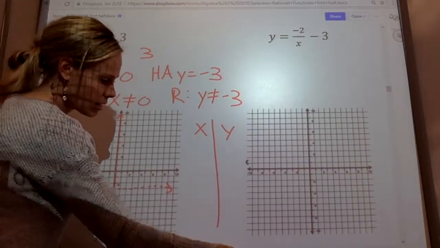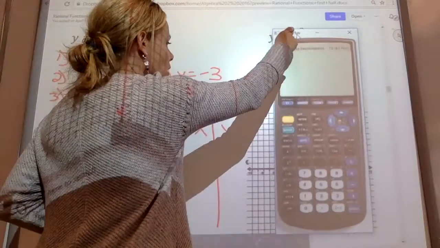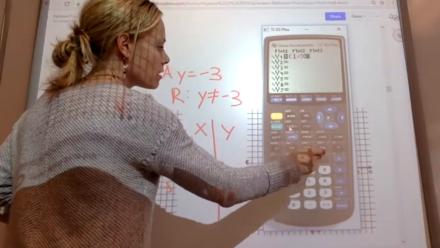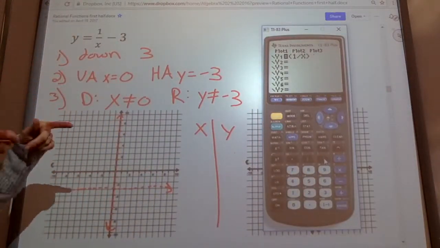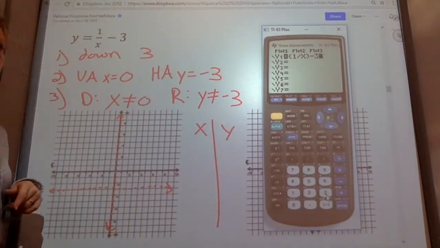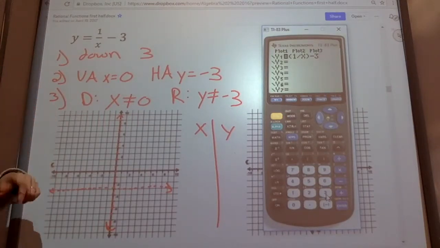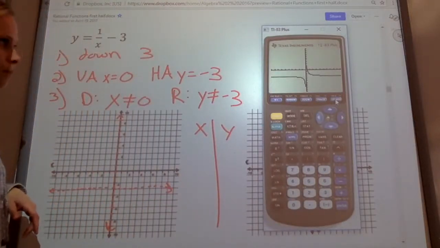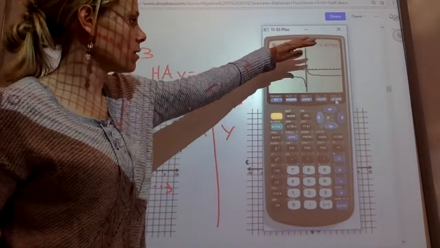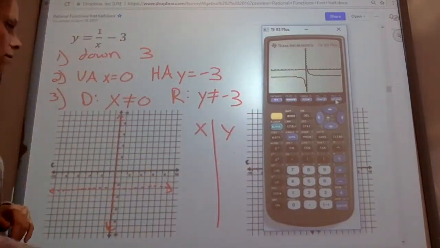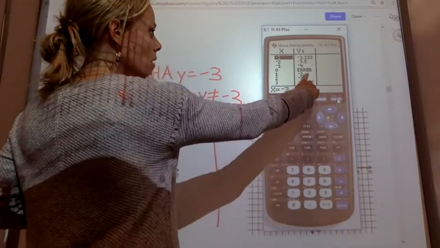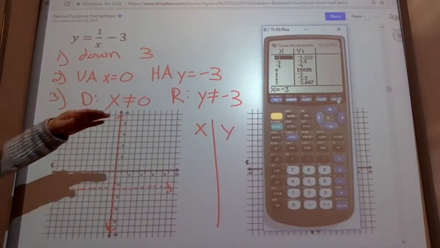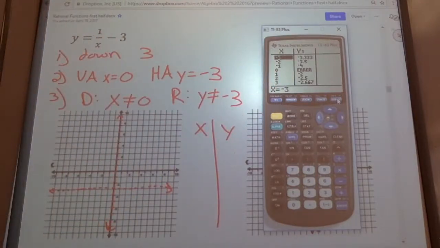If I pull out my handy dandy graphing calculator, when you graph this, you're going to have 1 divided by x in parentheses and then subtract 3, to say you want only the fraction to be 1 over x. And then graph. And what your graph will show you is, yep, you can kind of see how it just moved down 3. Go to the second graph. Here's your vertical asymptote at x equals 0.